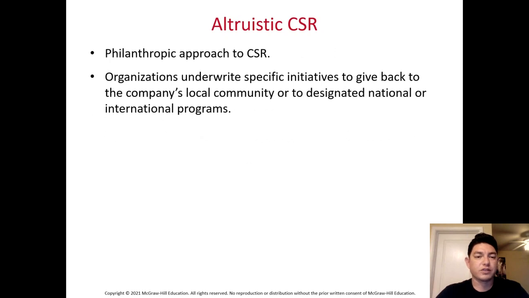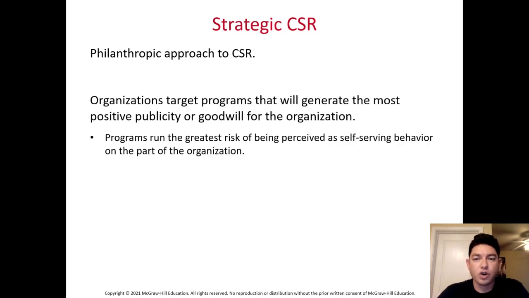Our altruistic corporate social responsibility. We have the philanthropic approach to CSR. A lot of businesses, organizations, especially like smaller businesses, they are philanthropic. Organizations underwrite specific initiatives to give back to the company's local community or to designated national or international programs. We have strategic corporate social responsibility, which is the philanthropic approach to CSR. Organizations target programs that will generate the most positive publicity or goodwill for the organization. Programs run the greatest risk of being perceived as self-serving behavior on the part of the organization.